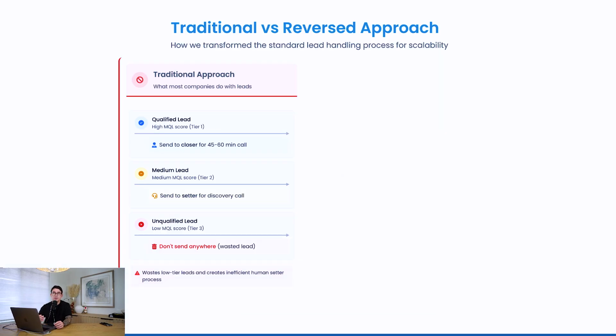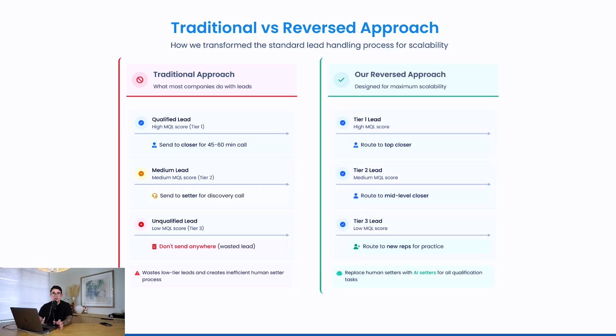And what you'll see most people do is that they have a form that they qualify. If the person's qualified, they send them to a closer for a 45-minute, 1-hour call. If they are a medium MQL, they send them to a setter for a discovery. And if they don't qualify, they just don't send them anywhere. We just exclude all this process.